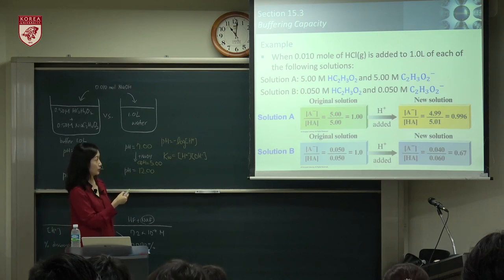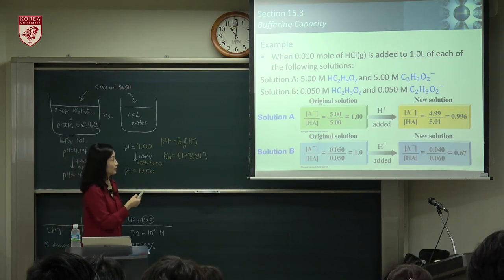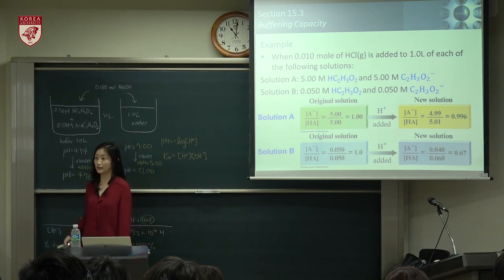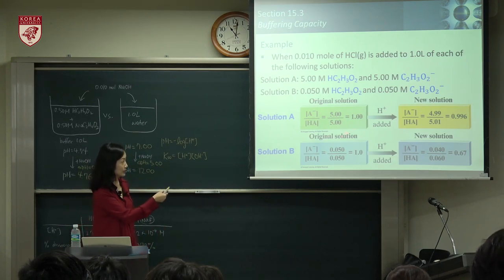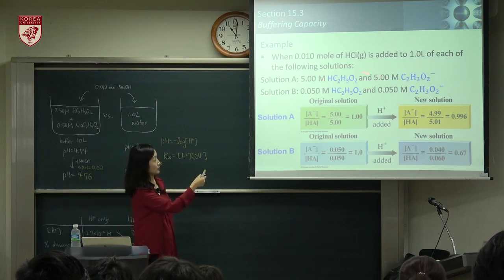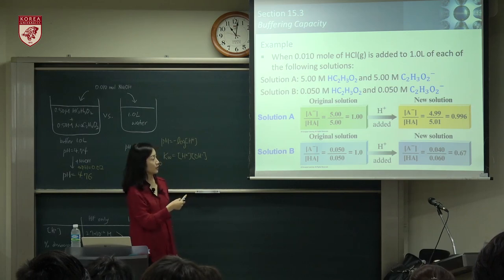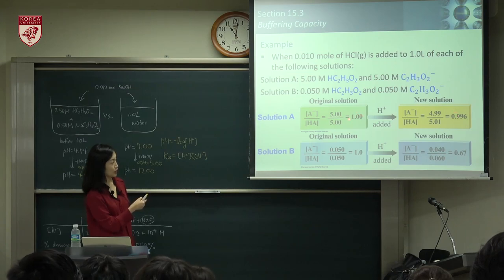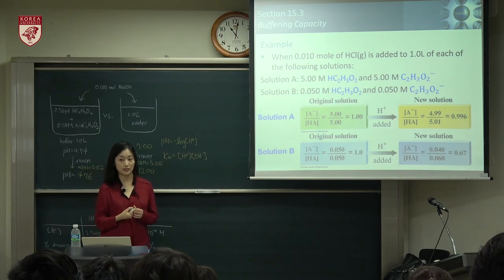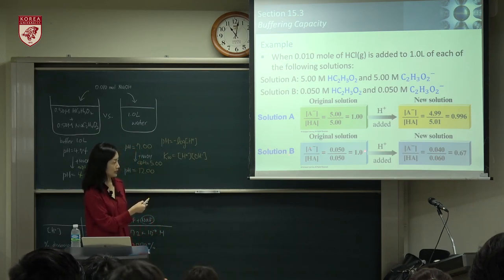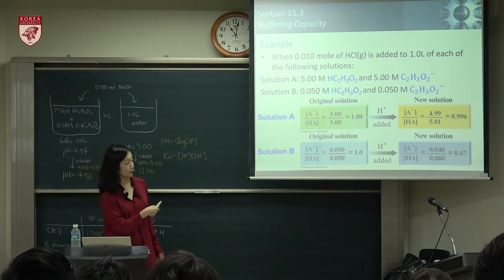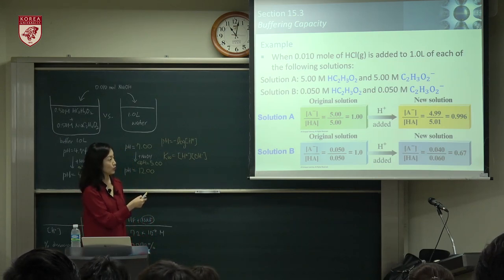And let's see what happens when a strong acid is added. In both cases, the ratio of the concentration of A minus to the concentration of HA is 1, right? We have the same amount of the weak acid and the conjugate base. When H plus is added, what happens to this ratio? For solution A, this ratio changes from 1 to 0.996, whereas for solution B, this ratio changes from 1.0 to a smaller number, 0.67.